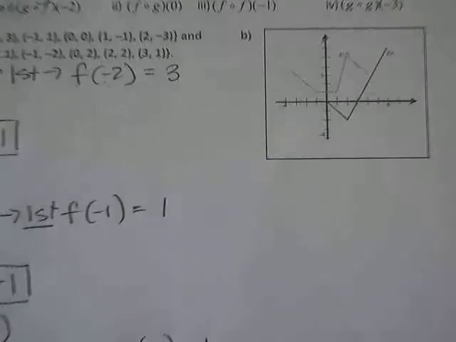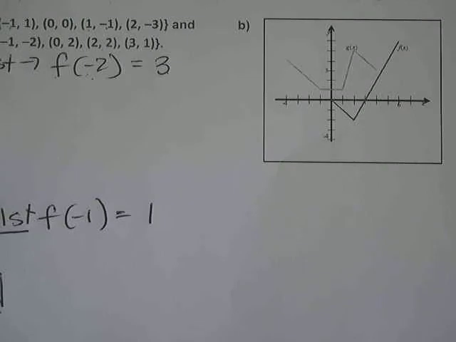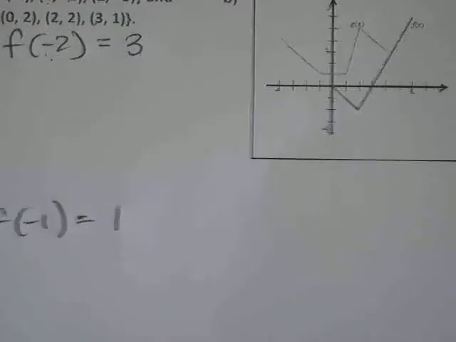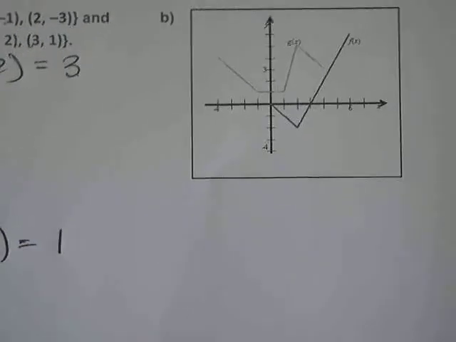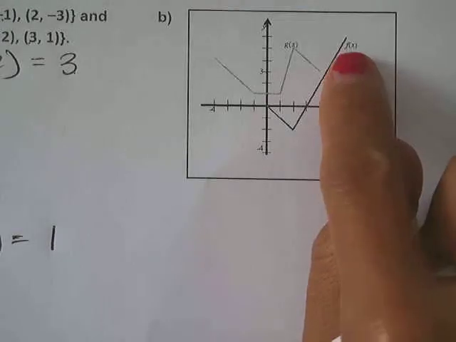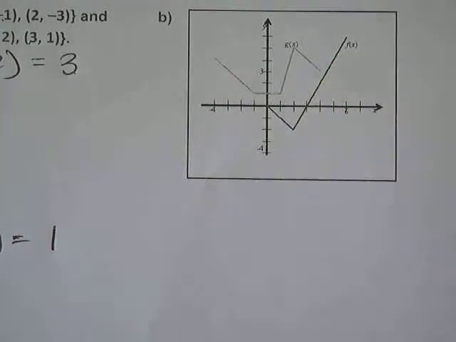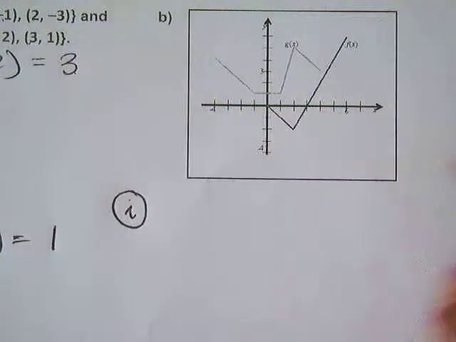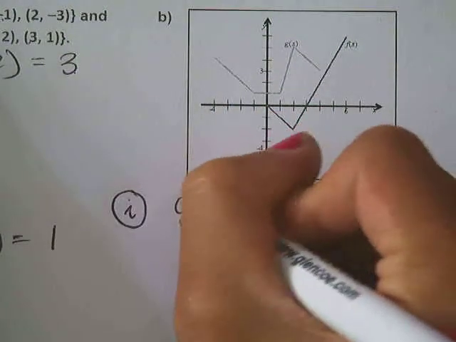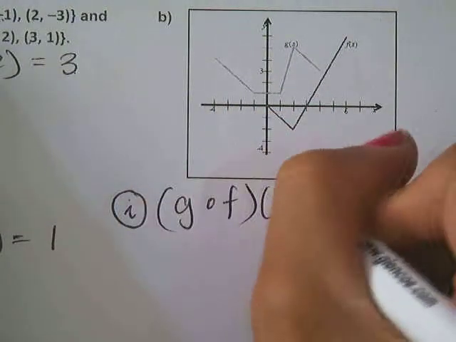Alright. Okay, so let's look at B. We're going to do the same 4 steps on B, but B is giving you the f function as a graph, and the g function is also another graph. Okay, so 1i says I need you to find f composed of f of -2.